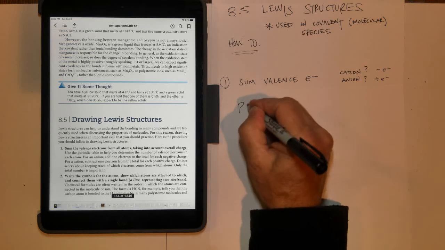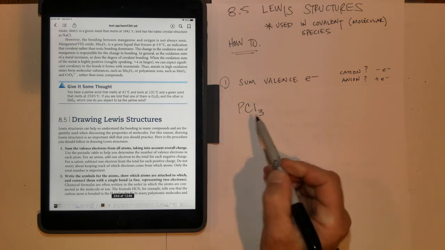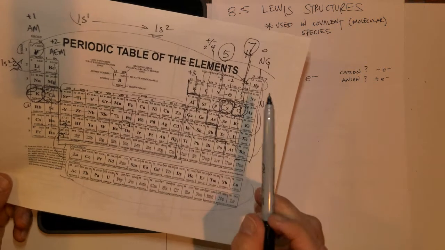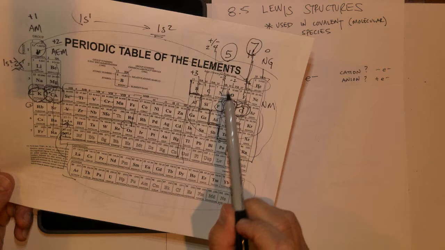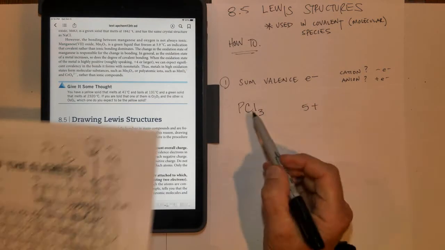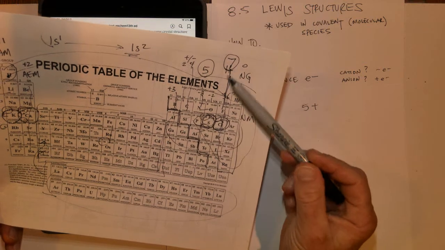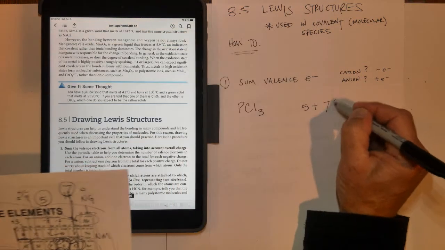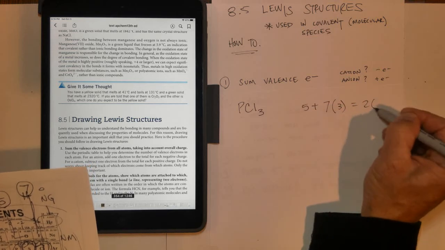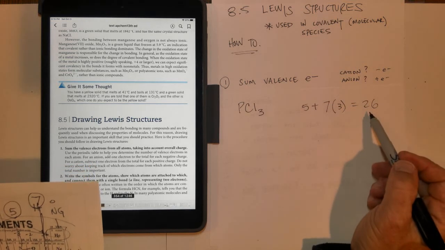So if we're doing PCl3, we want to look on the periodic table and find the valence electrons from phosphorus, which would be 5 because it's in group 15, plus chlorine, which is in group 17, so it has 7, and there are 3 chlorines here, so that's 21 plus 5, or 26 valence electrons total.